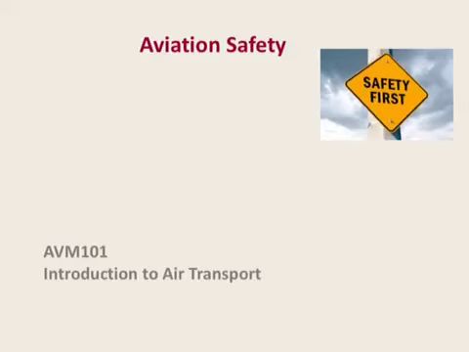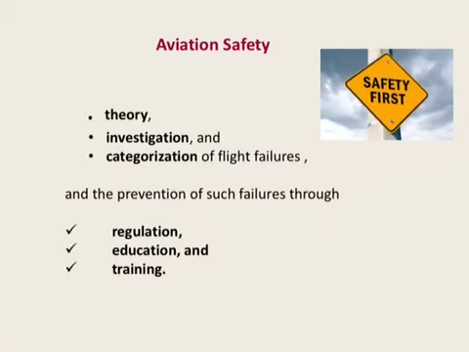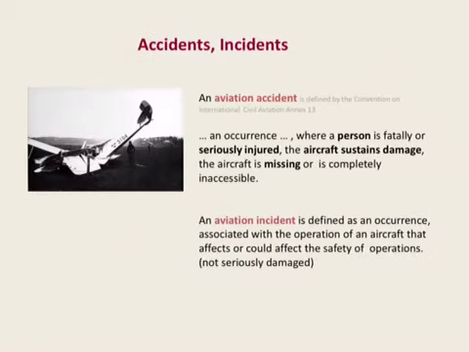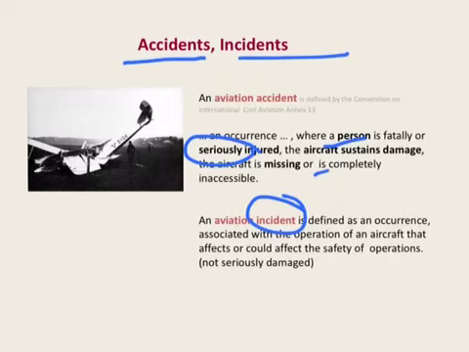Hello, this section presents aviation safety in the AVM101. Aviation safety looks at the theory, investigation and categorization of flight failures and the prevention of such failures through regulation, education and training. When we look at flight safety, it's important to differentiate between accidents and incidents. An accident is something serious, either for the person or the aircraft or both, and an incident is something which is not serious.